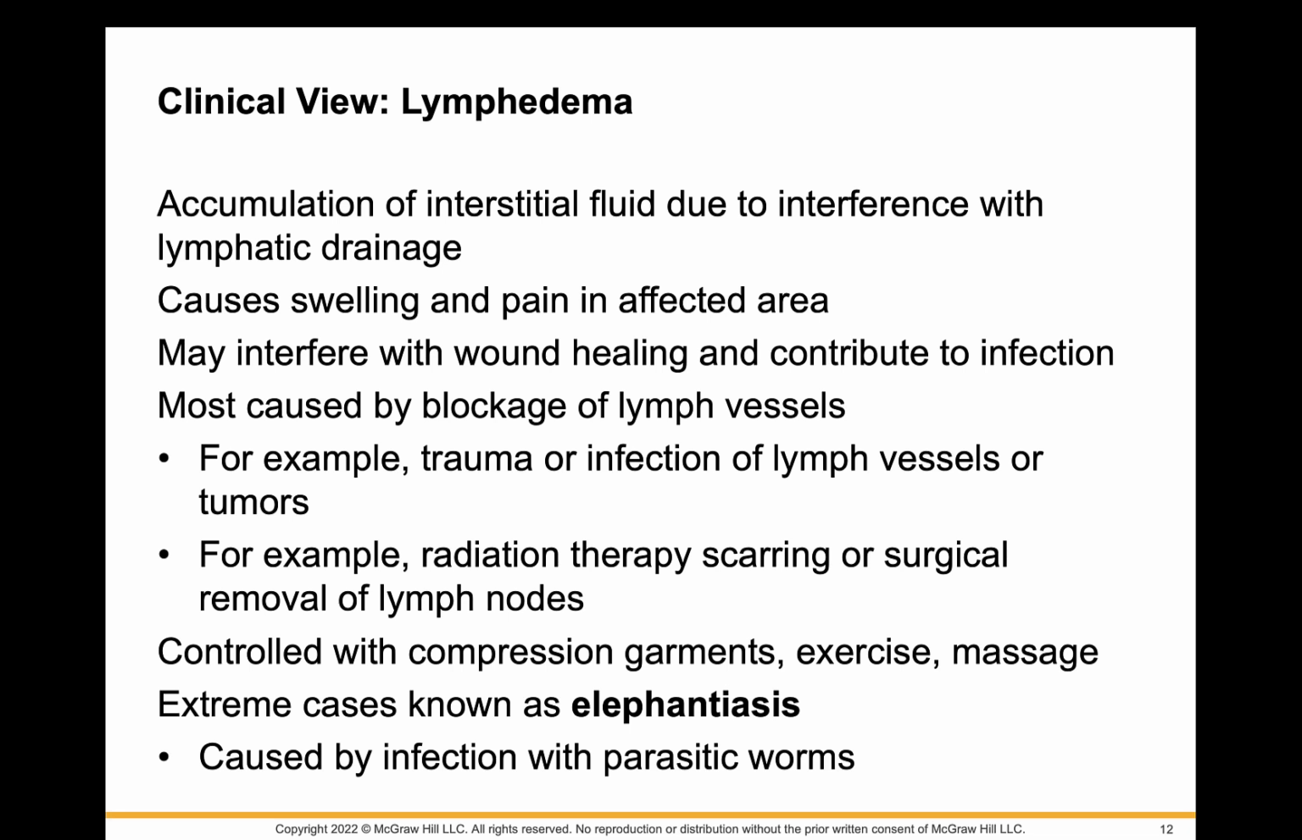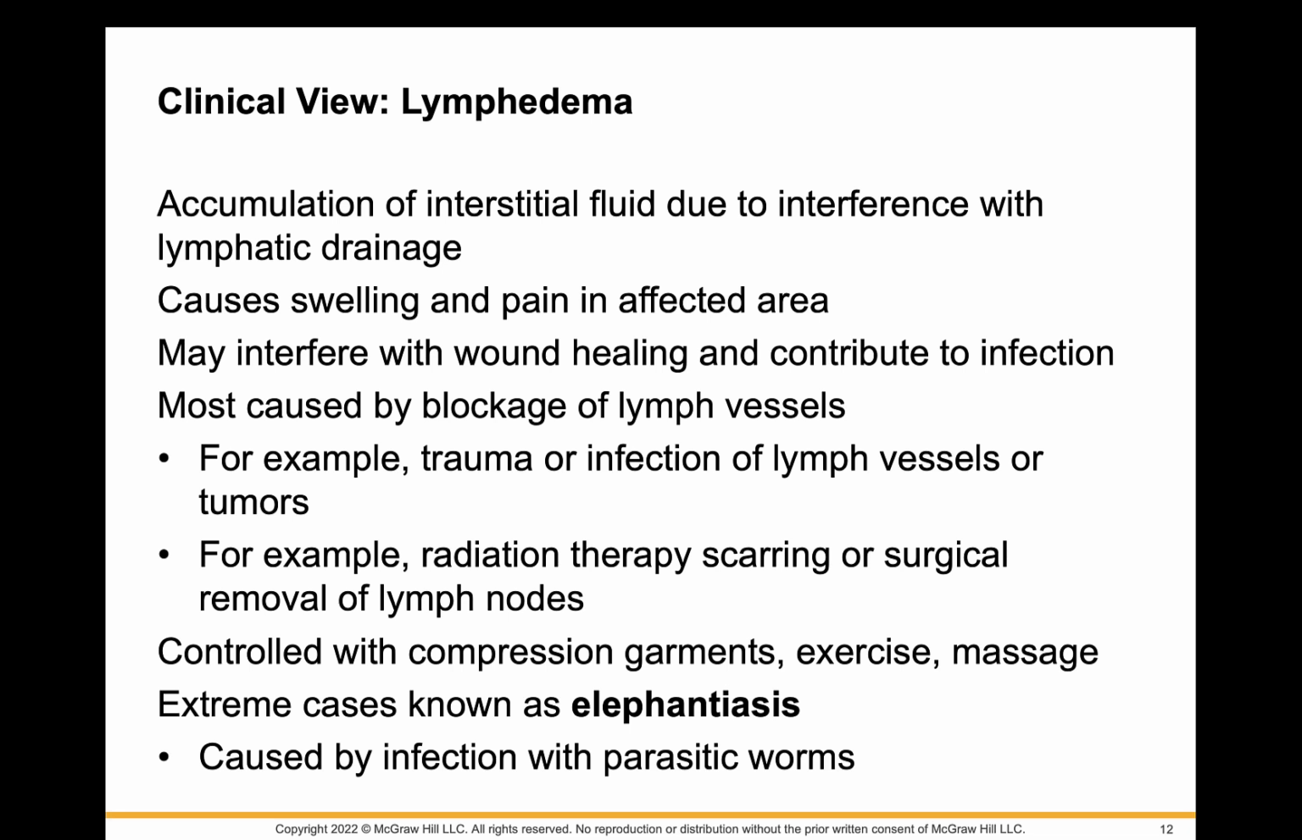Now, a condition that quite often is associated with lymph could be lymphedema. This is an accumulation of fluid in the interstitial space because there's interference or an issue with the drainage in the lymphatic system. It could be a blockage. That's probably one of the most common causes. There'll be problems with wound healing. There's a likelihood that this could potentially lead to an infection. But generally, we see blockages as the primary cause of lymphedema.